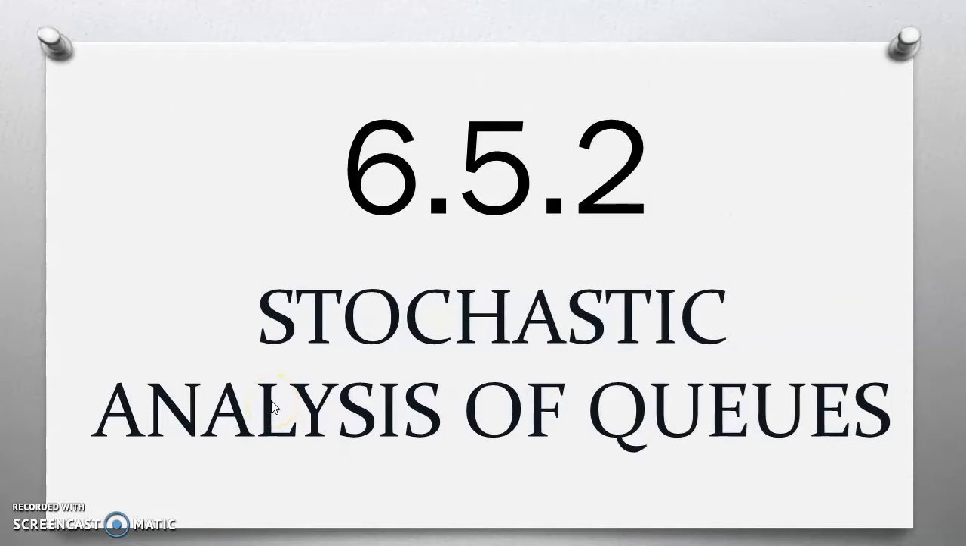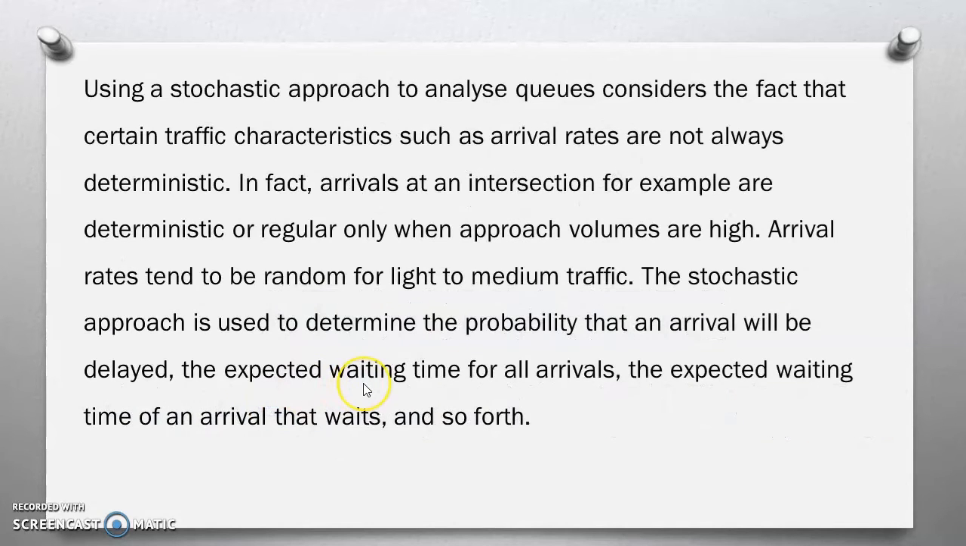Stochastic analysis of queues. Using a stochastic approach to analyze queues, consider the fact that certain traffic characteristics, such as arrival rates, are not always deterministic. In fact, arrivals at an intersection, for example, are deterministic or regular only when approach volumes are high. Arrival rates tend to be random for light to medium traffic. The stochastic approach is used to determine the probability that an arrival will be delayed, the expected waiting time for all arrivals, the expected waiting time of an arrival that waits, and so forth.